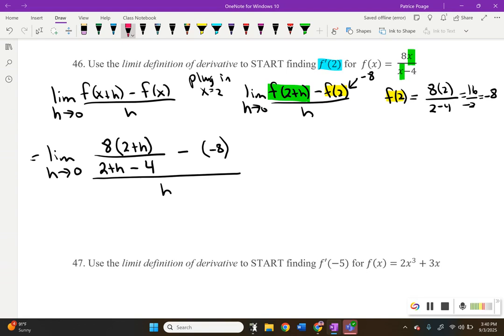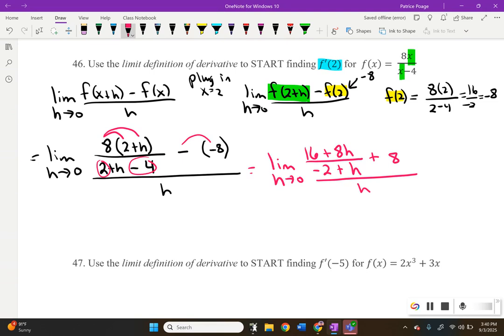So taking this a little further, I can multiply these through. So I'm going to have the limit as h goes to 0 of 16 plus 8h over, and here in the denominator, 2 minus 4 is negative 2 plus h. And right here I have a negative times a negative is plus 8 over h. And that's as far as I can go without having to get a common denominator in the numerator. So that's where I will stop on this problem.